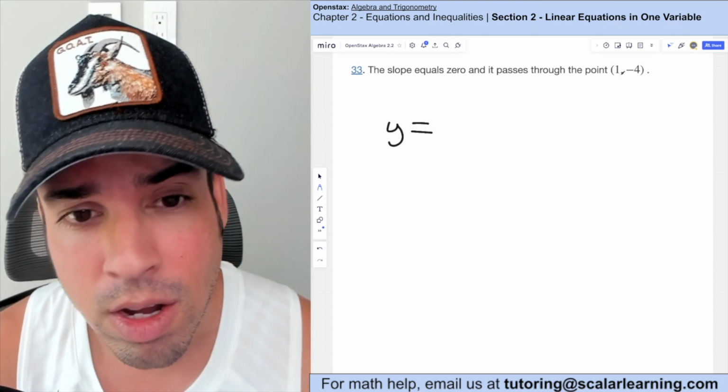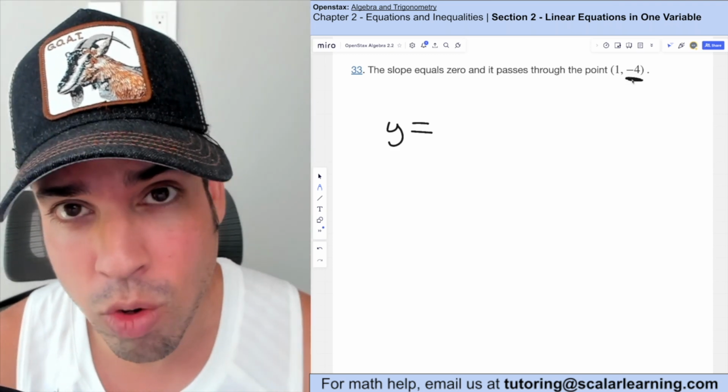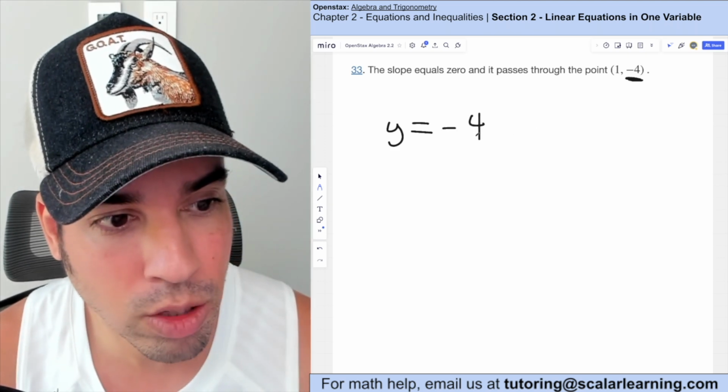And since we're given a coordinate, we know what that constant is going to be. It's whatever the y value is of that one coordinate, and that is -4. So y equals -4.